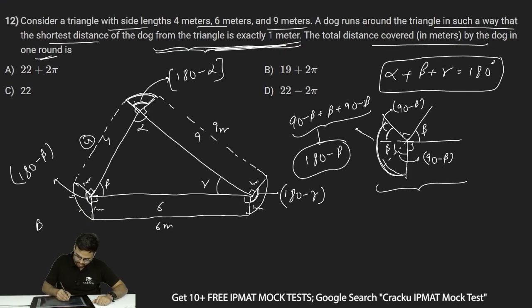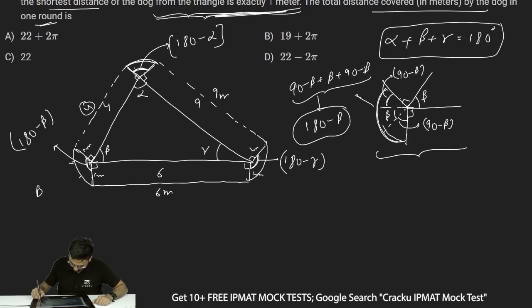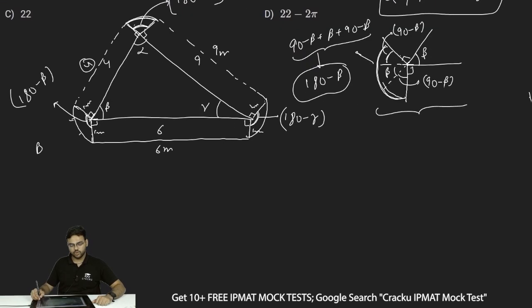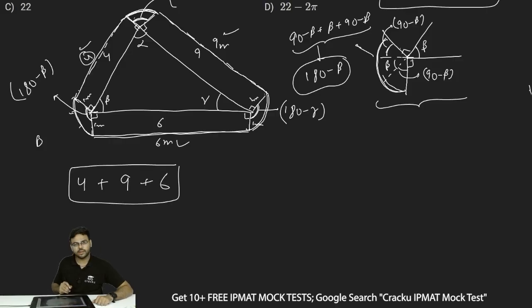So now the radius is 1. Let me write out the total distance covered by the dog. The total distance covered by the dog is the perimeter of this entire figure. So the perimeter of this entire figure will be, first of all, 4 plus 9 plus 6, this is the triangle, plus we have to consider the arc lengths as well, this arc and this arc.